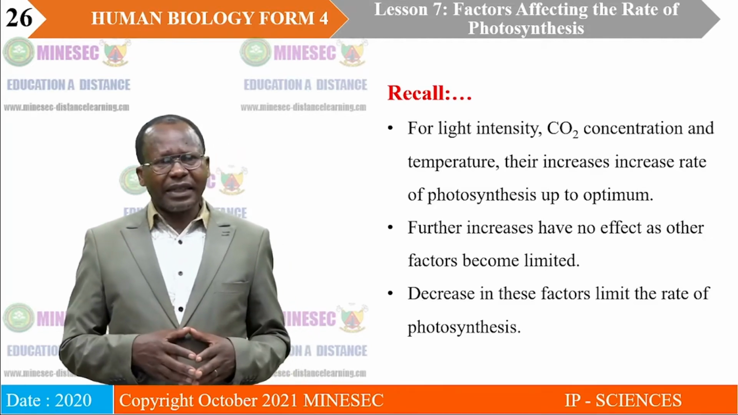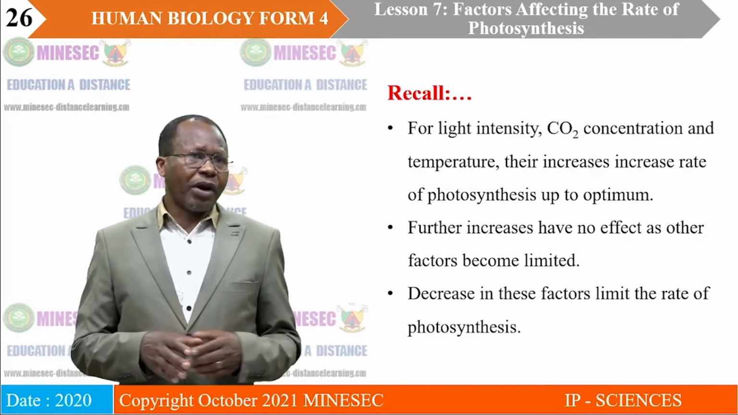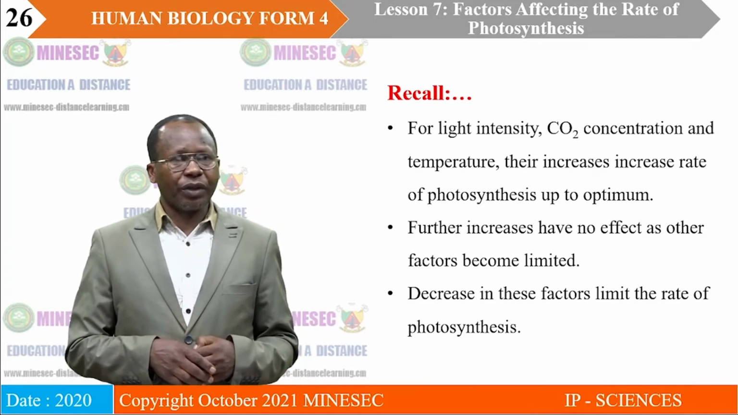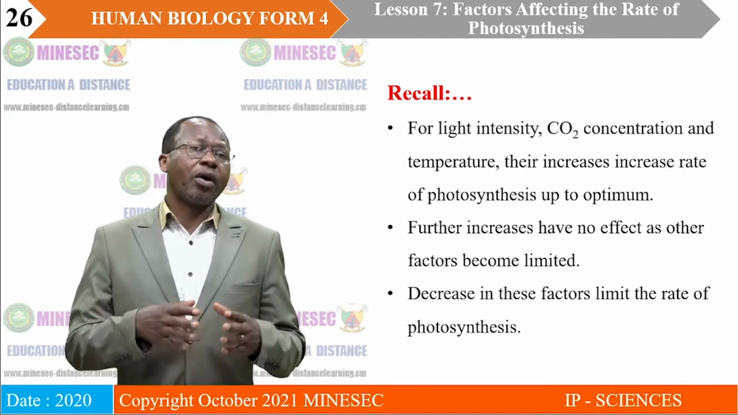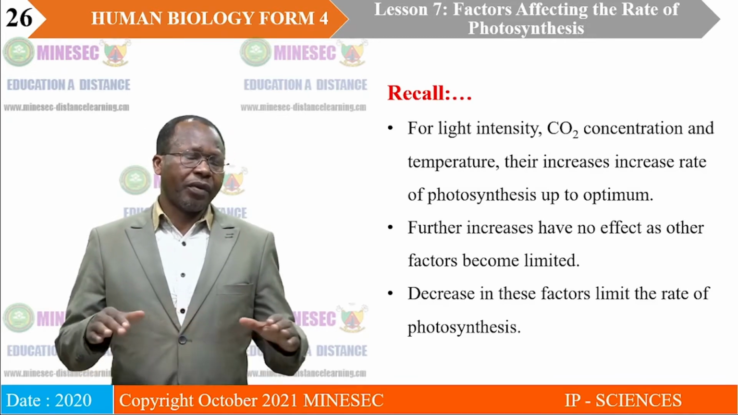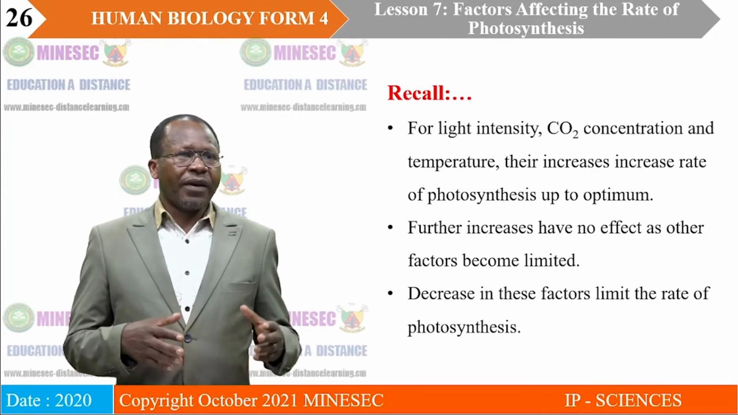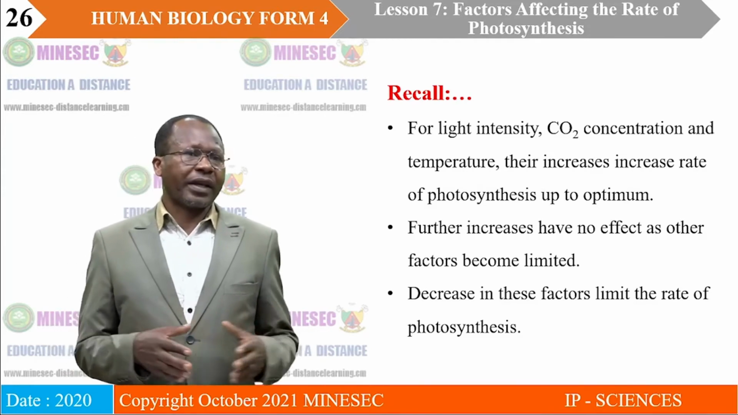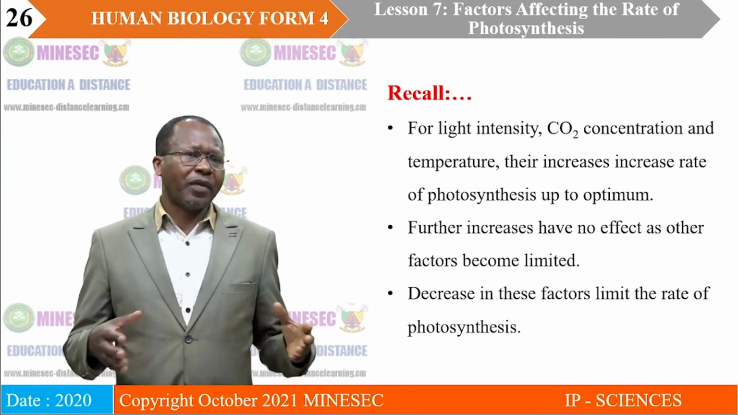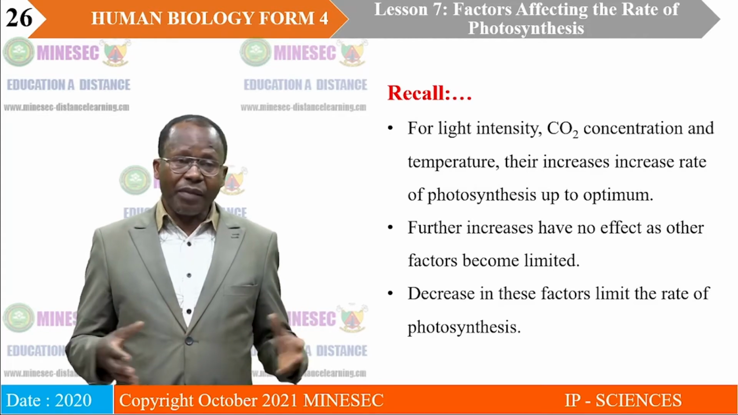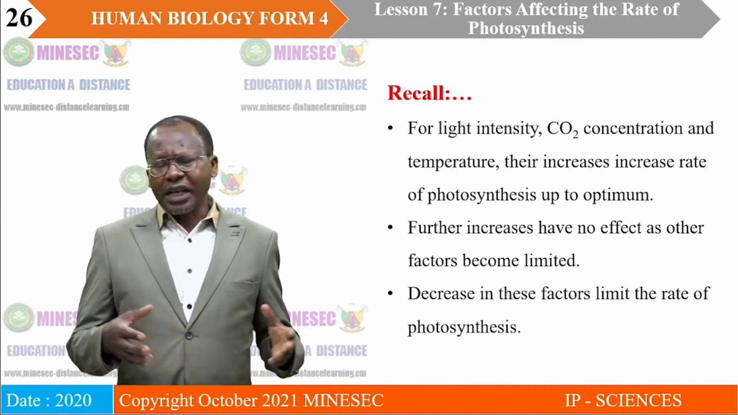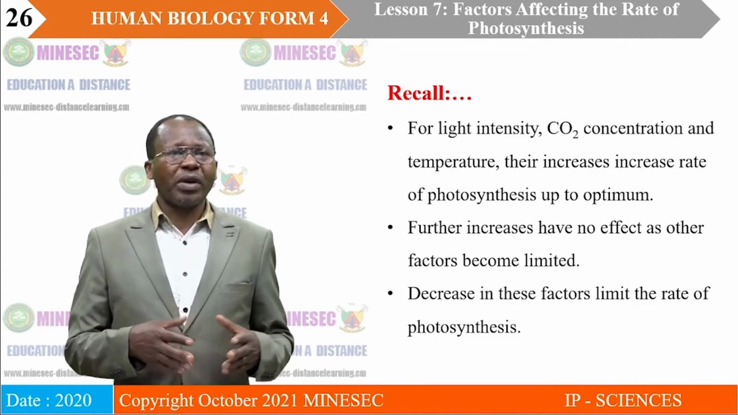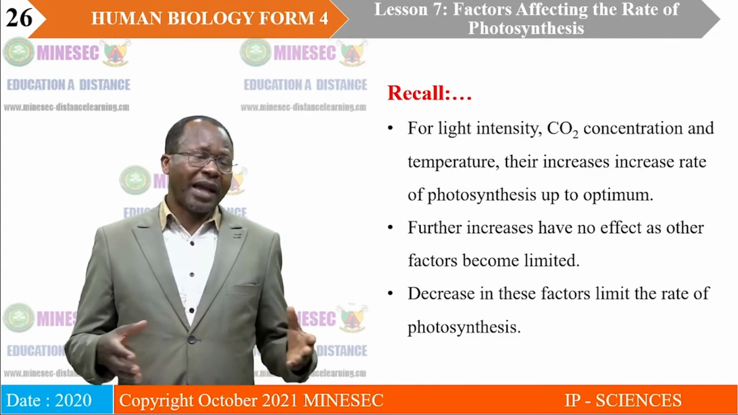For light intensity, carbon dioxide concentration and temperature, their increases will increase the rate of photosynthesis, but up to optimum, and the rate will remain constant. Further increases will have no effect as other factors become limiting factors and determine the rate of photosynthesis. Decrease in these factors also limits the rate of photosynthesis by decreasing it.